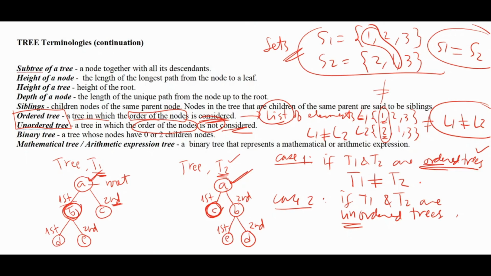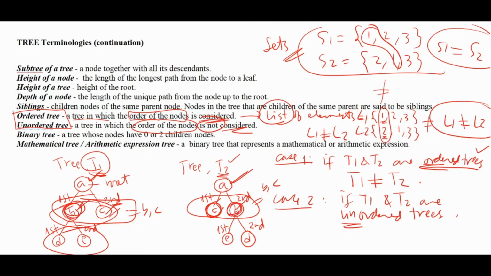Let's check. The children of root A in T1 are B and C, while in T2, for root node A, the children are C and B. So it's the same. You have B here, you have B there, C and C. Okay? So the children here are B and C, the children here are B and C also. The order is not considered, so they are the same. And for this node B, the children are D and E. And for this node B here, the children are D and E also. So the order doesn't matter because they are not ordered trees.